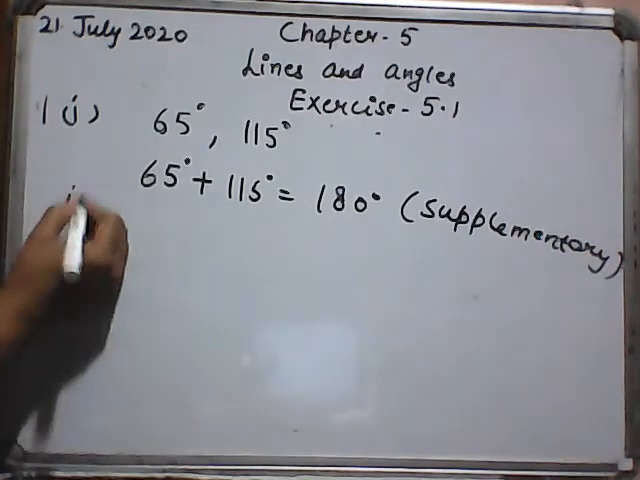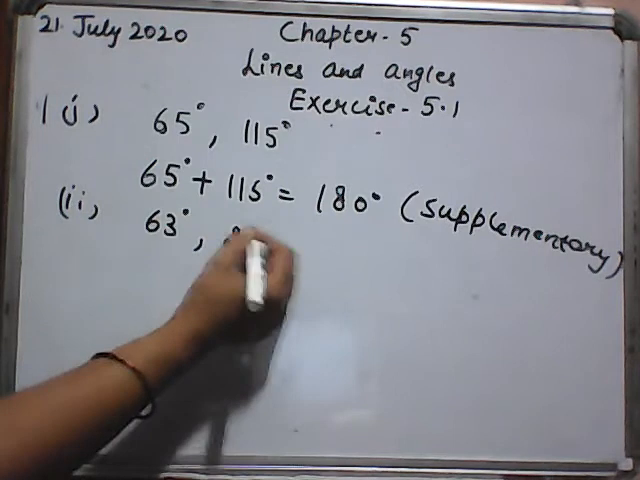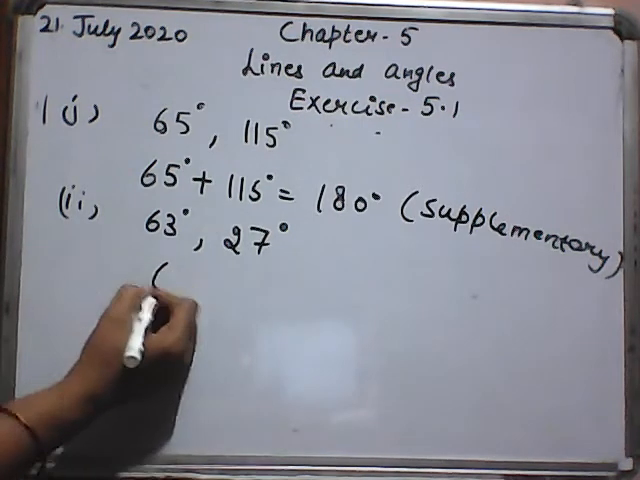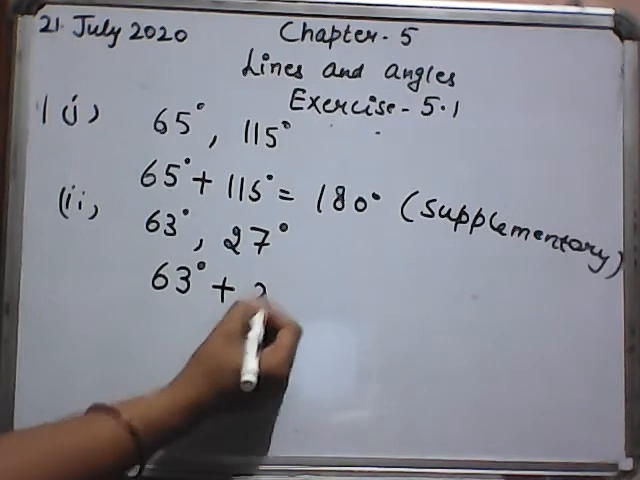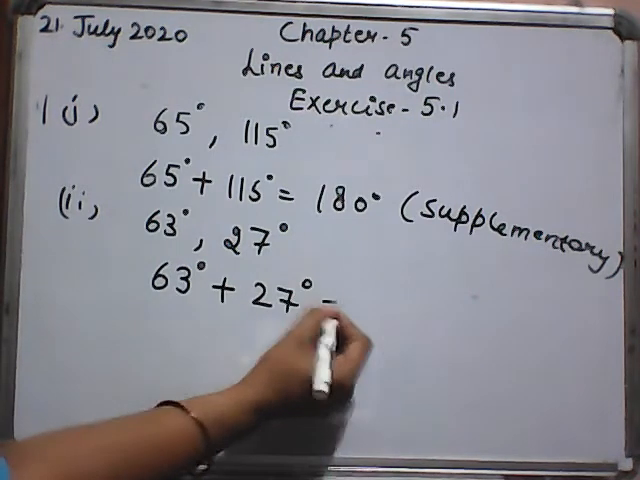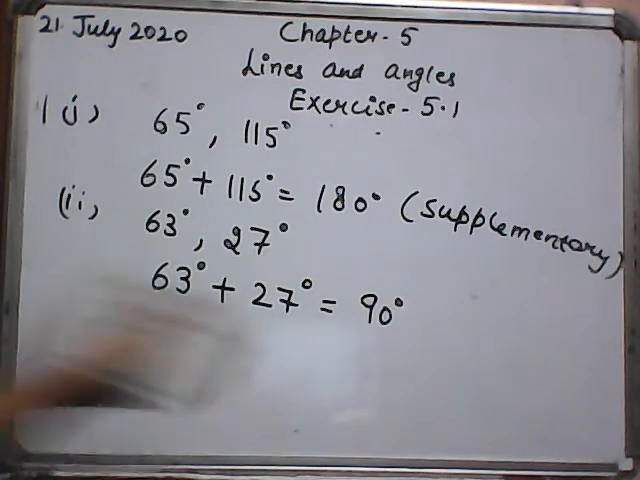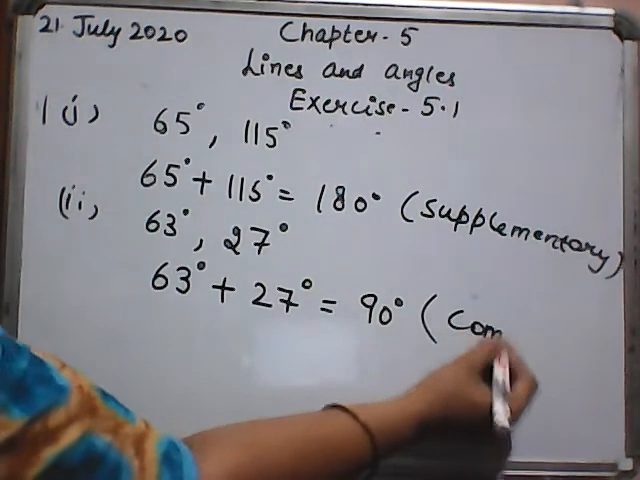Next part is given to you 63° and 27°. You have to find whether this pair of angles is supplementary or complementary. How can we find? We have to find the sum of these two angles. 63° plus 27°. 63 plus 27 is 90°. The sum of the two angles is 90°. Then we can say this pair of angles is complementary.